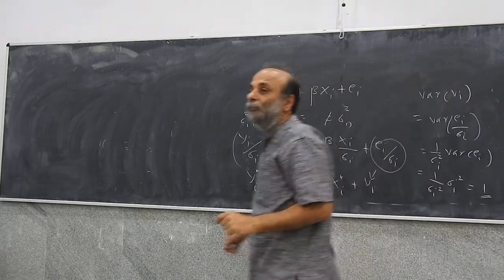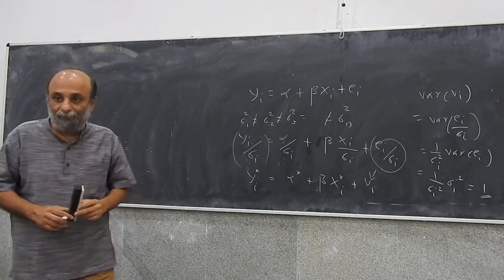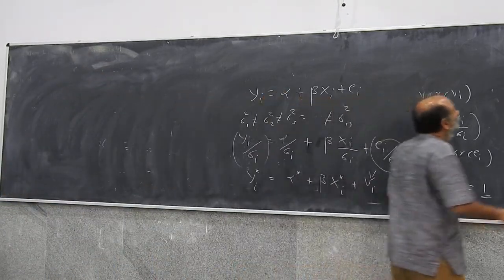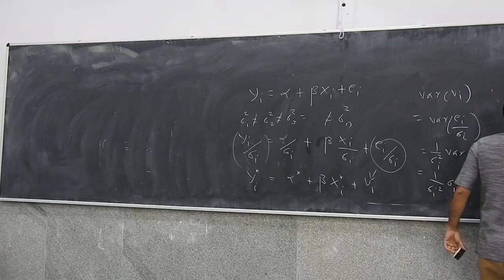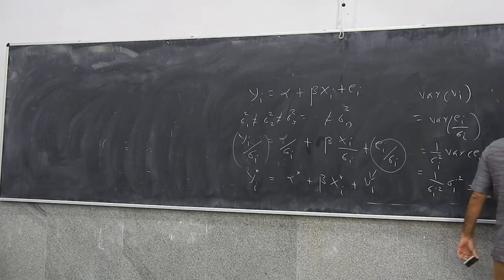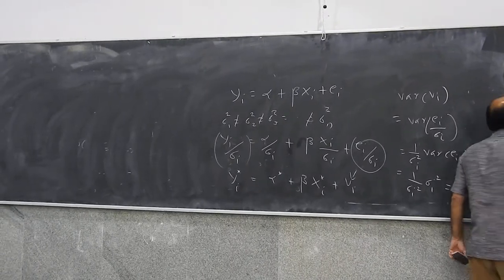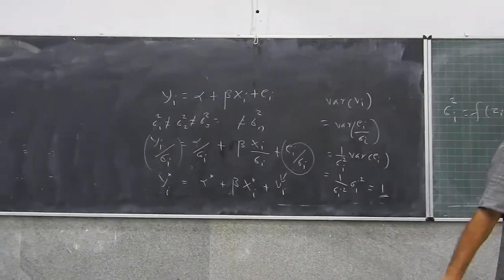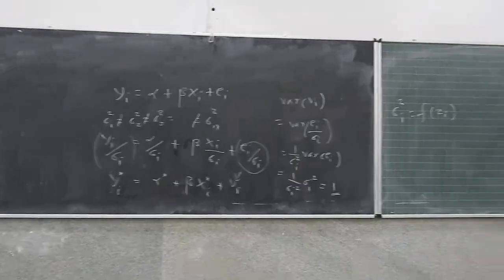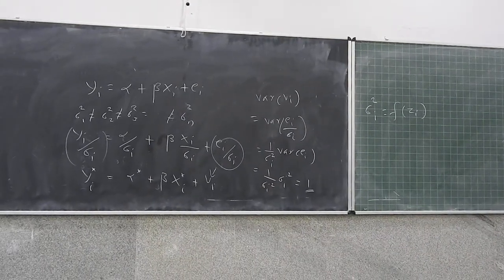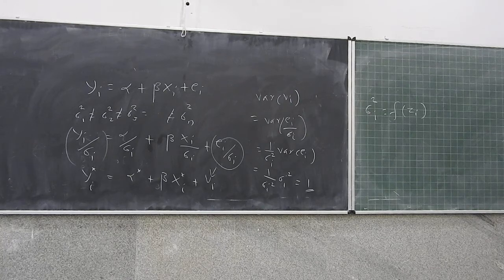And therefore, we use an alternative strategy. We say that let sigma square i be some function of a set of variables called Zi. So sigma square i depends on some variable Zi.